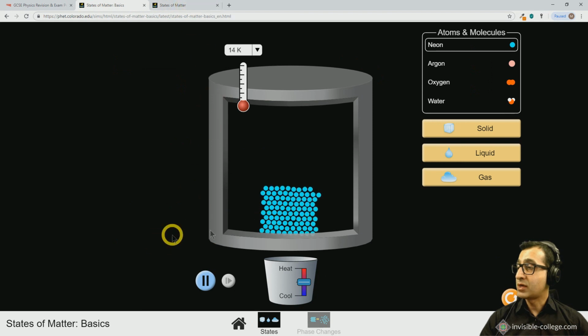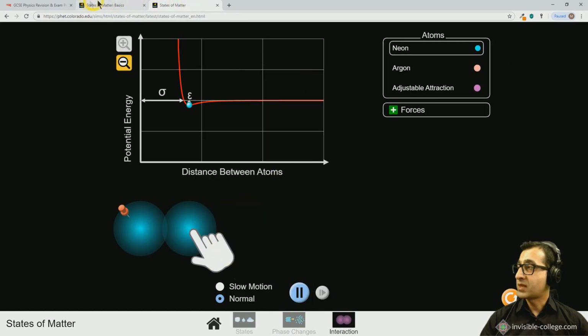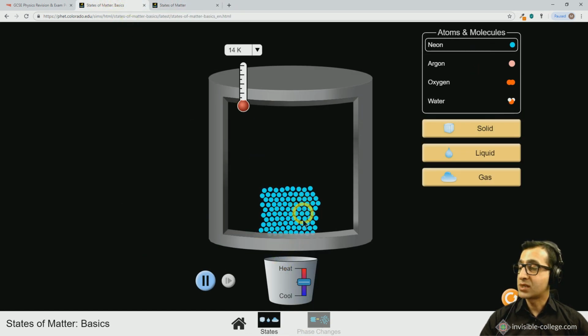But these models are very, very useful because they are molecular dynamics models. They are actual physical models of the way that these particles behave, taking into account the ways in which their atoms attract each other. And so let's start with some basics here. So in the solid state, we have the particles of a substance. Now, the substance that we're looking at here is neon.